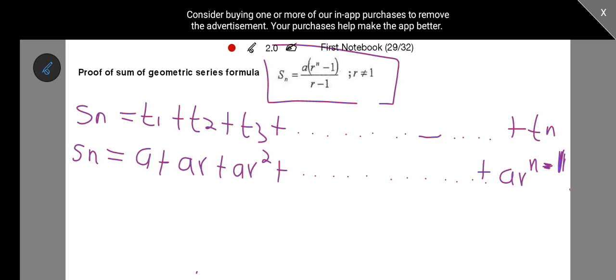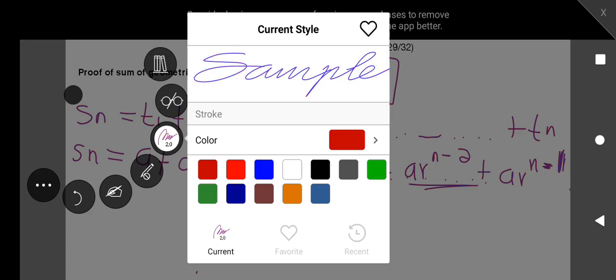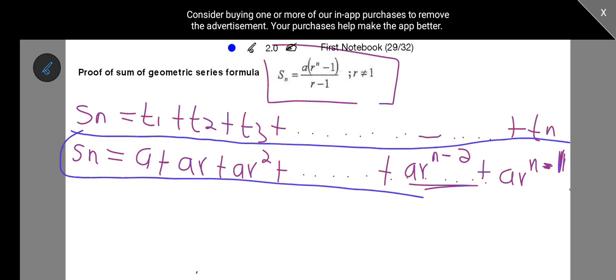But this is something important that we need to note here. We need to know what term is before the last term. This term is ar to the power of n minus 2. I will illustrate this at the end of the video. For now, just grasp it this way. And this is our first equation. Let me highlight it to show that it's our first equation, due to lack of space. So this here will be our equation number 1.